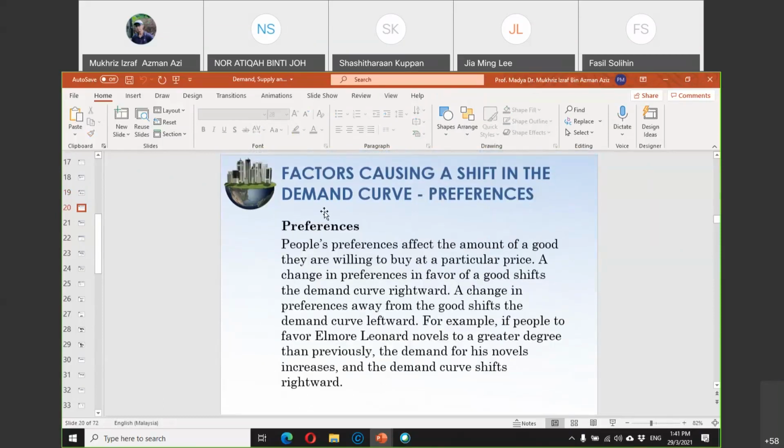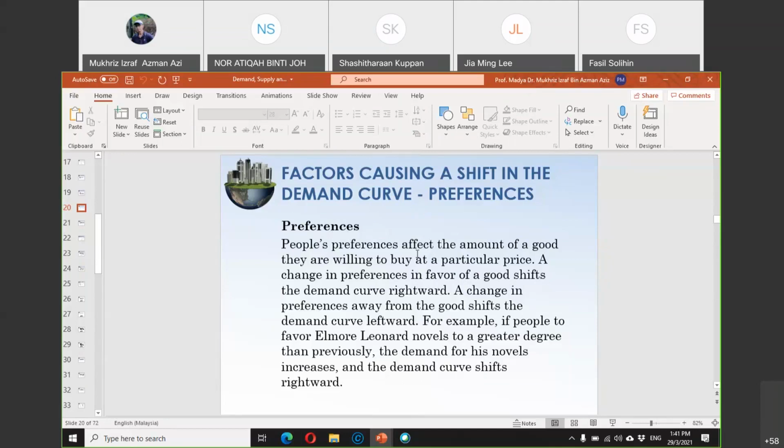And then preference, or cita rasa, your taste. This one again depends on the season, and what the trend is during that time. Maybe during a raining season, musim hujan, the demand for umbrellas, for example, might increase. Or during drought season, musim kemarau, a very hot season, the demand for cool drinks will increase. So season or your preference, your taste.